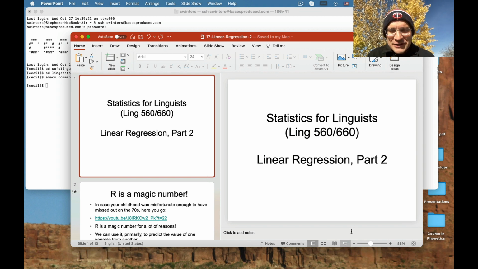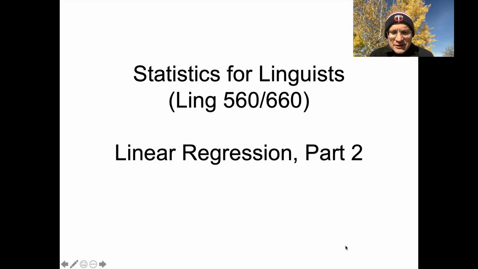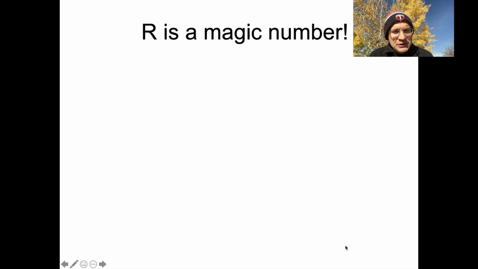But what we're going to do is continue our discussion of linear regression, hopefully developing an understanding that's deep enough at this point so we can take a look at the output of linear regression analyses in R and understand basically what they mean. I'm going to start out, though, by doing a bit more math like I was doing in the last lecture, with the general theme of R being a magic number. R is our correlation coefficient.